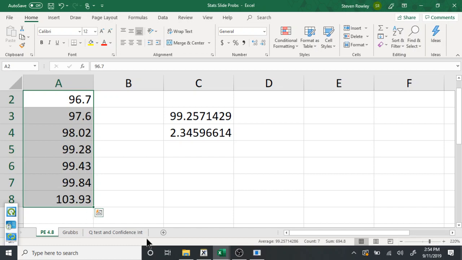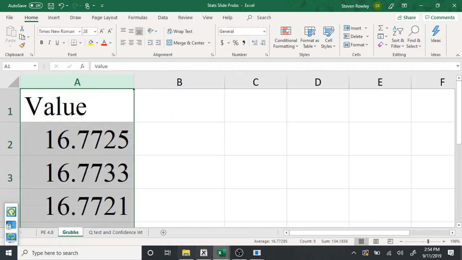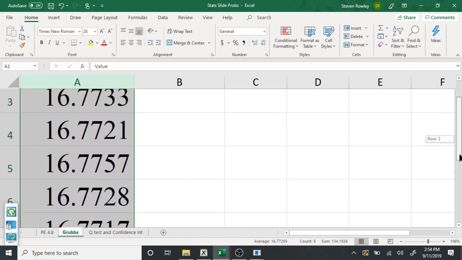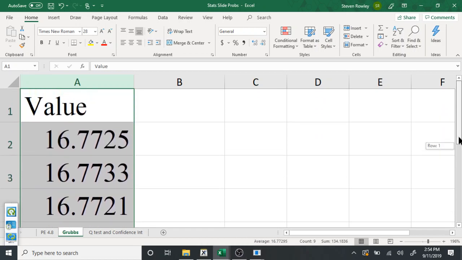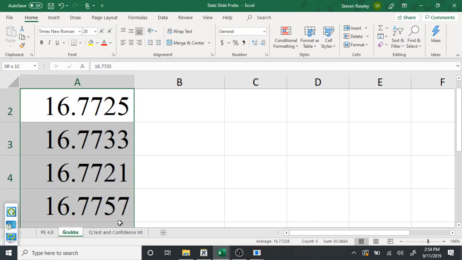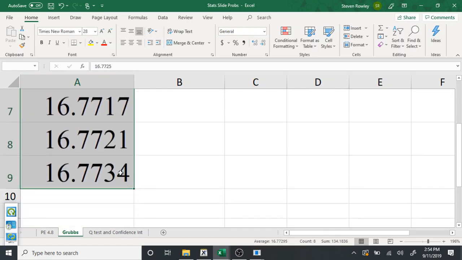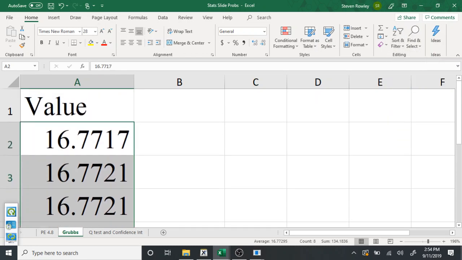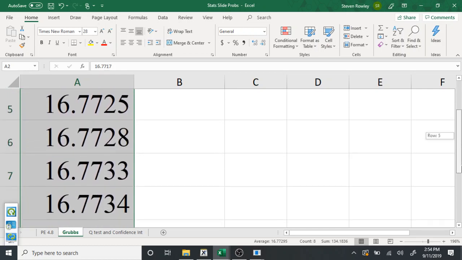the second set of data, labeled Grubbs, if I can get to it. There we go. It's a little funky the way it copied, but it works. Okay, so here's what I'm going to do. I'm going to start out, number one, by sorting this data. So I'll select all my data, go to sort and filter, and sort smallest to largest.